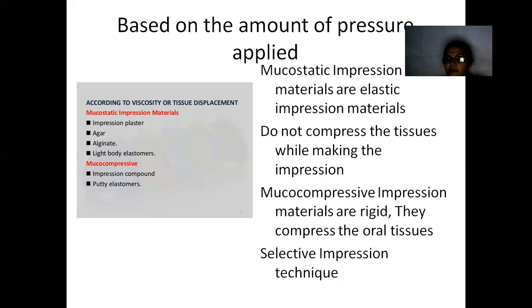Based upon the pressure, impression materials can be considered according to the theory of impression making. So we have mucostatic impression materials and mucocompressive impression materials. Under mucostatic materials, you have impression plaster, agar, alginate, and light body elastomers, whereas mucocompressive materials include impression compound and putty elastomers.